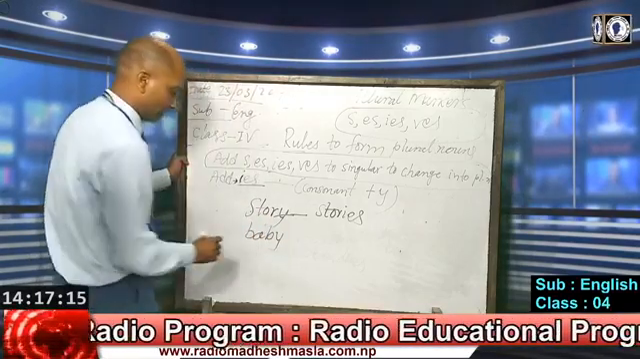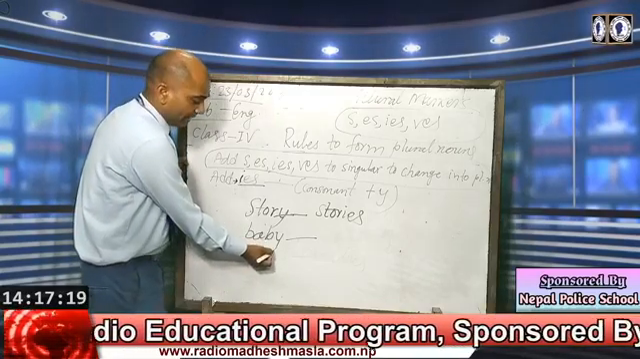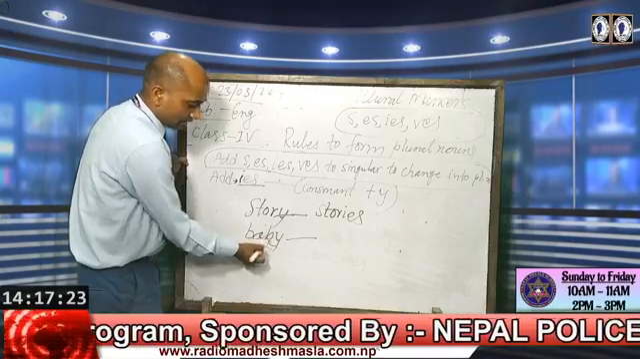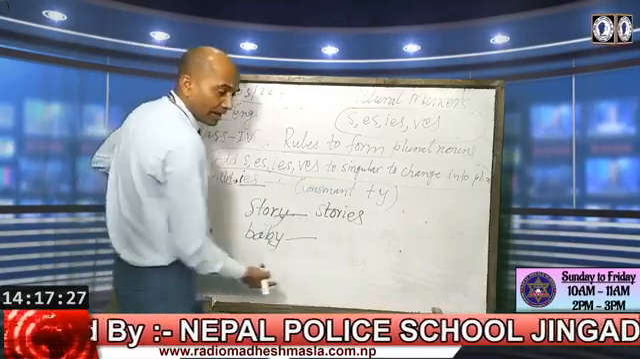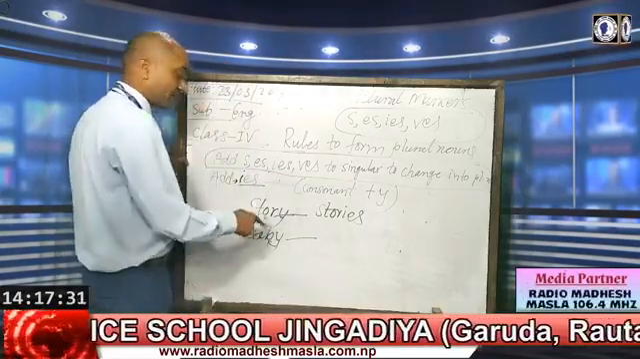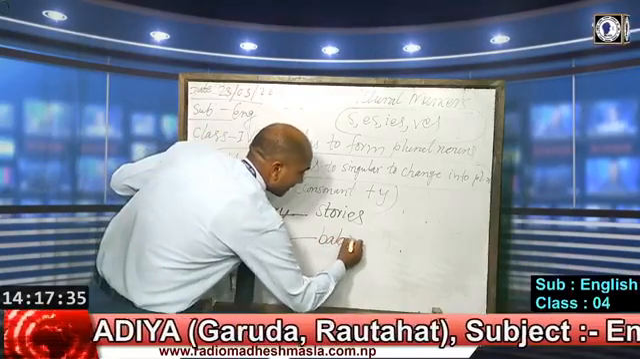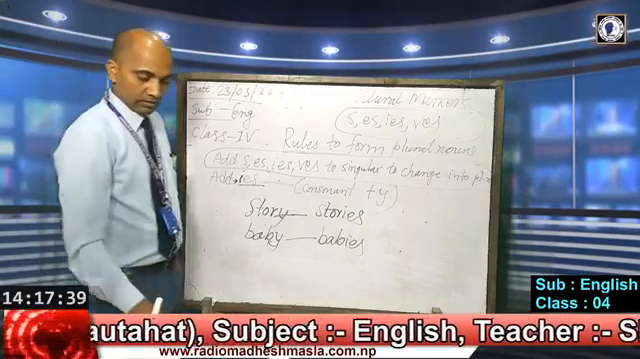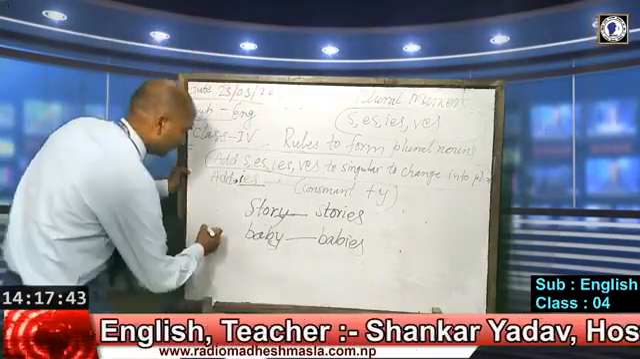In the same way, you can take another example, baby. Here, at the end of the word baby, there is the letter Y, and before that you can see a consonant letter. So when there is consonant plus Y, in this case, we remove the Y and we add the IES. Babies. Now, let me take you to another rule.